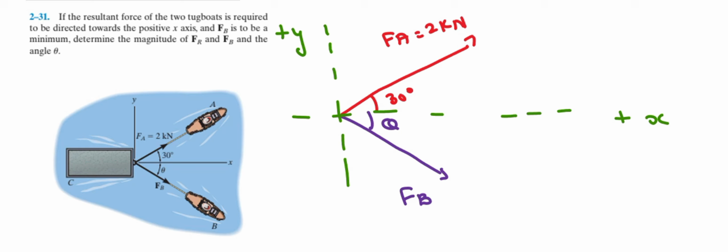The question says that the resultant force is directed along the positive x-axis. It means that you have to draw the resultant force along the positive x-axis. This is basically our resultant force.